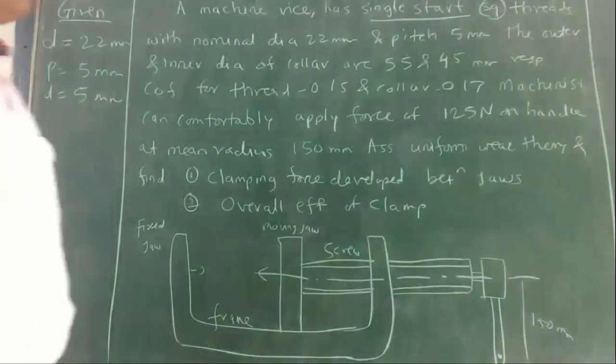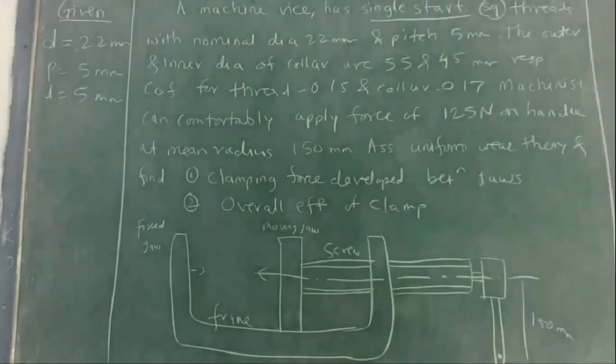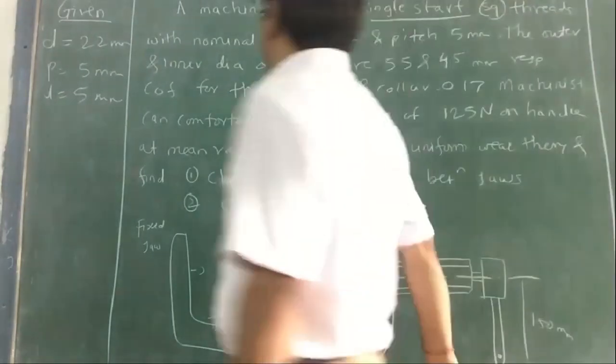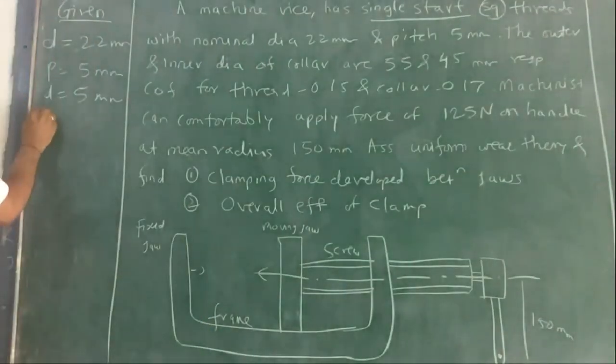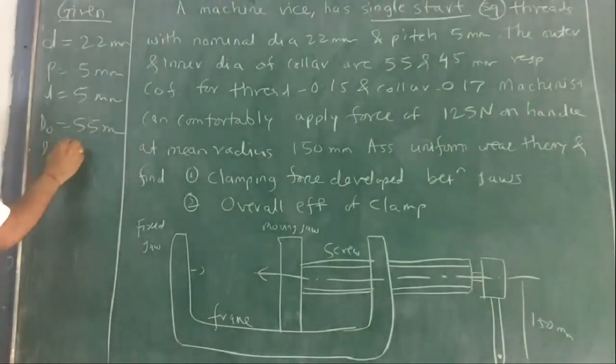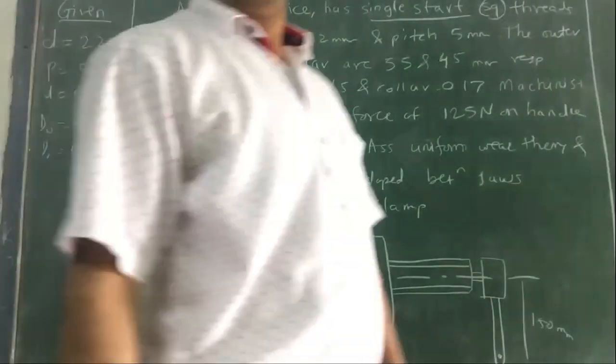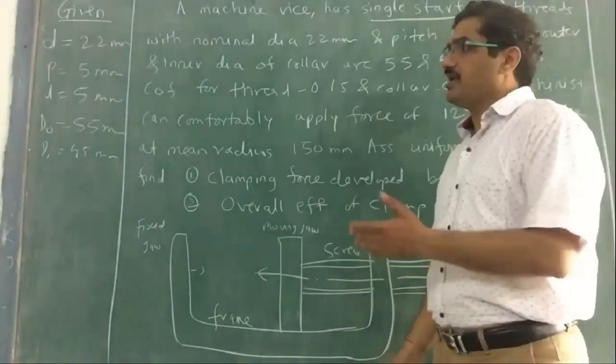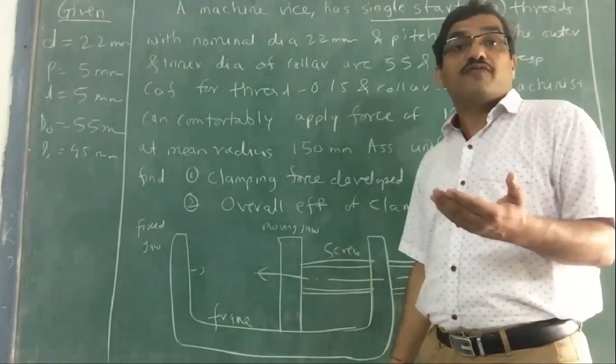Okay, so now we'll go to the next part, that is the outer and inner diameter of the collar. So we have a collar, so that is also given. So we have DO as 55 mm and DI as 45 mm. So we have two diameters, inside and outside diameter of the collar. So using these diameters, very simply we can calculate collar friction torque, right?